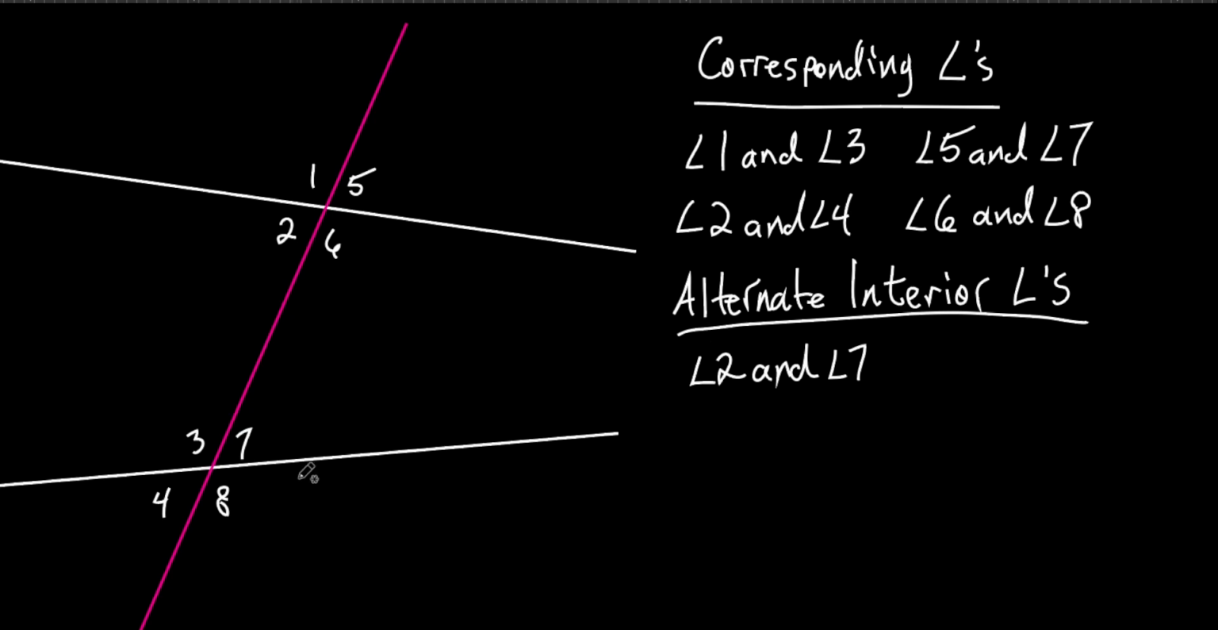So 2 and 7, there's one more pair of alternate interior angles. 6 and 3, that's right. Or 3 and 6, it doesn't really matter. I'll just say 3 and 6. Now, I haven't said anything of whether they're equal to each other or not equal to each other or anything, have I? All right, we're going to talk about that in a few minutes, okay?